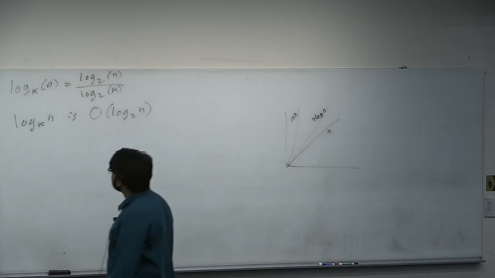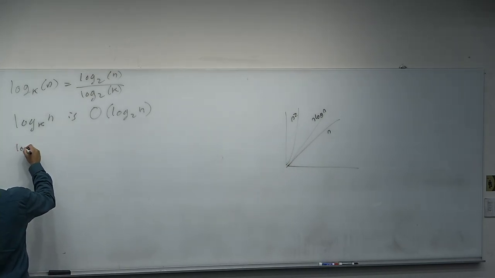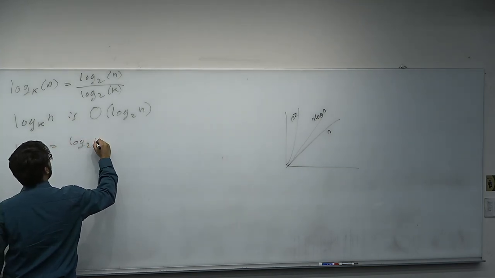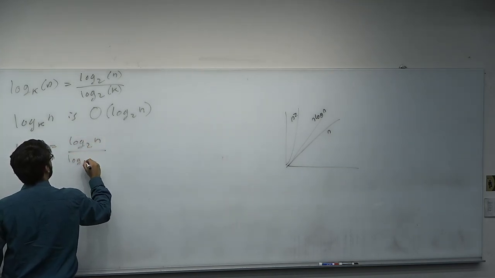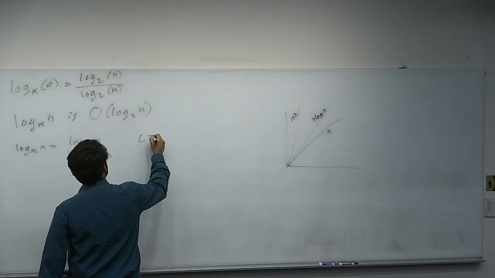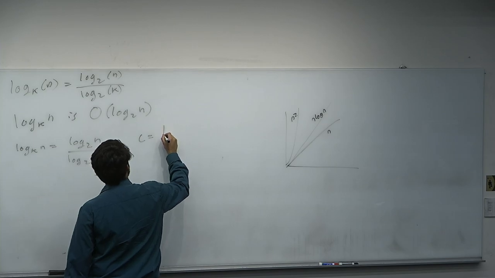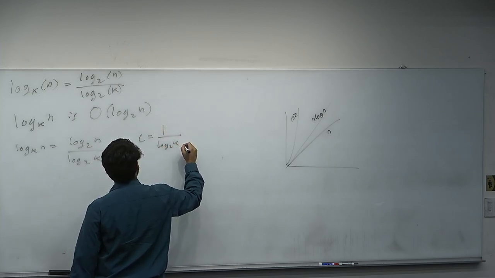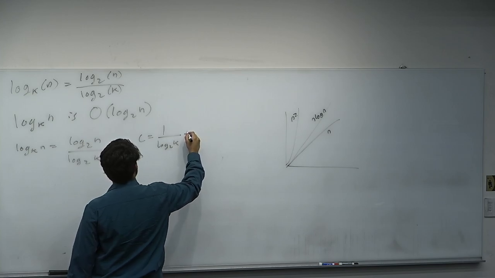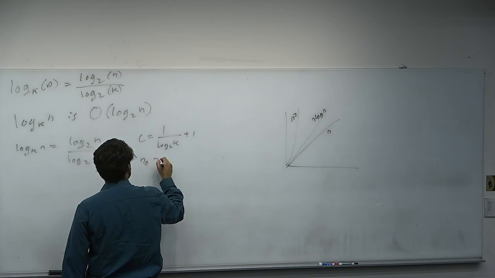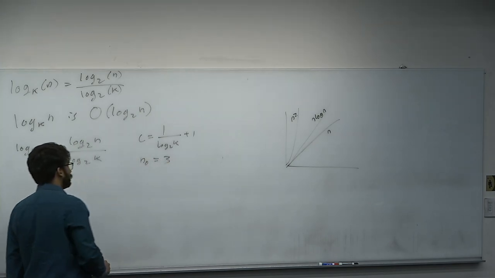So we prove this, right? Log k of n is equal to log 2 of n over log 2 of k. So we choose c to be something greater than 1 over log 2 of k, let's say plus 1, or some small epsilon. And then we choose n naught to be, I don't know, 3. Doesn't really matter. I like 3.